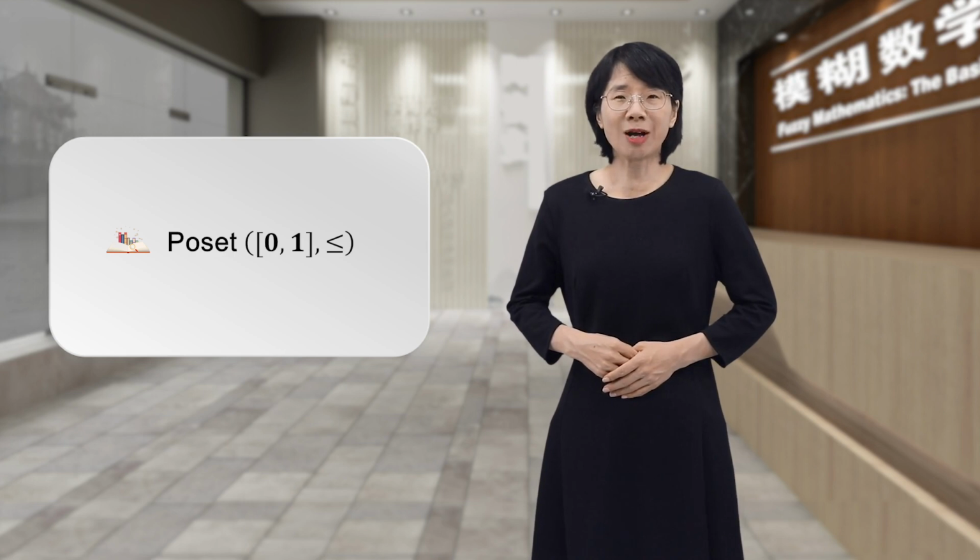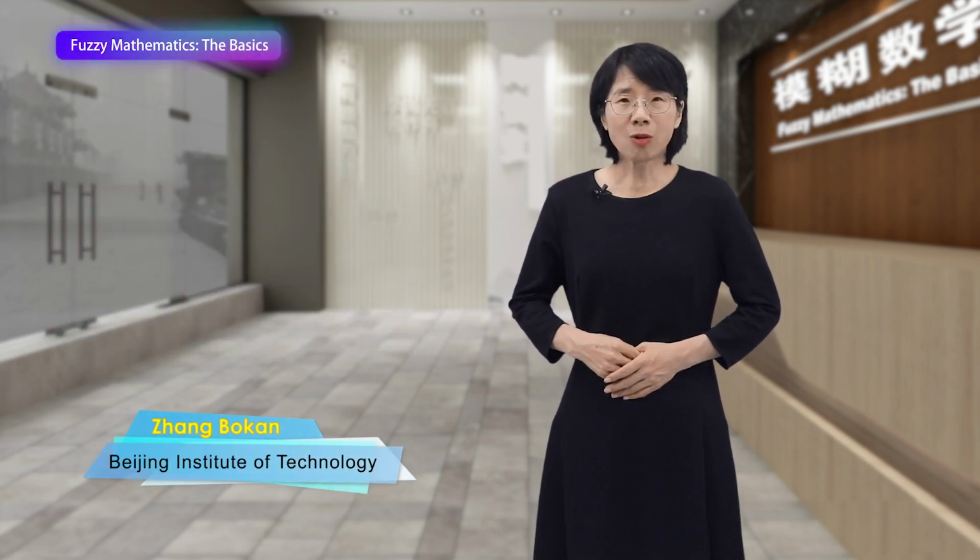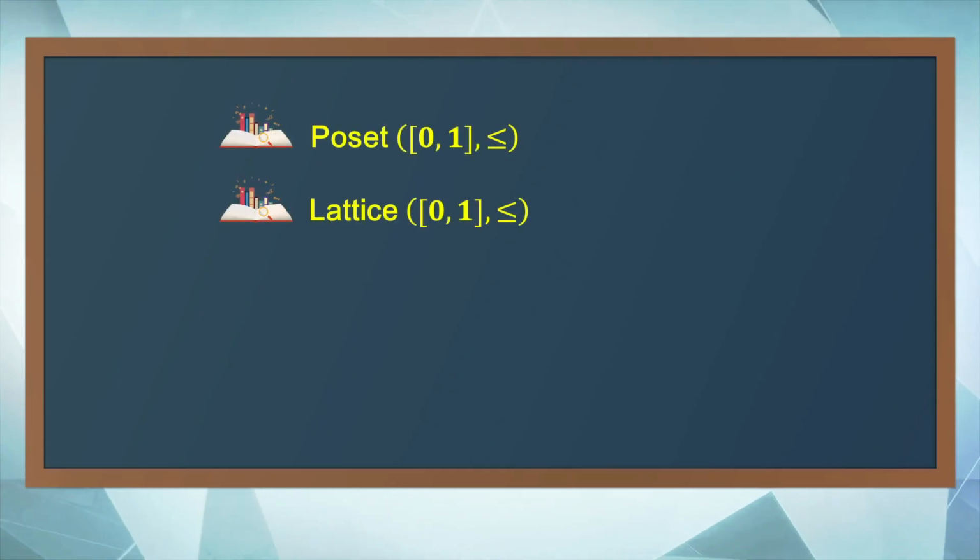First, it is easy to see that the less than or equal to relation on the closed interval from 0 to 1 is a partial order. It is reflexive, antisymmetric, and transitive, so it is a partial order. The closed interval from 0 to 1, together with the partial order, is a poset. Next, is it a lattice? Determine whether each pair of real numbers in the closed interval from 0 to 1 has both a supremum and an infimum. Yes. What are they?